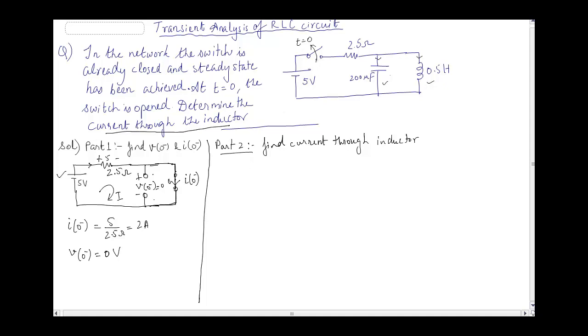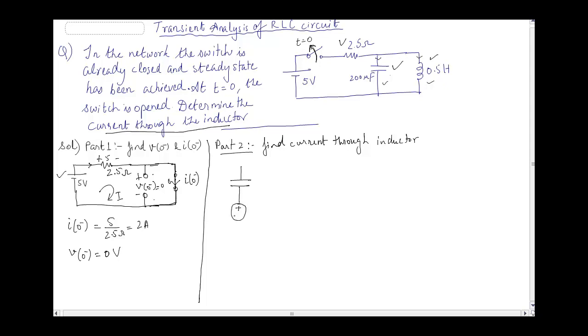When the switch is opened at t equal to 0, this voltage source and this resistance are no longer part of the circuit. The only two components in the circuit are a charged up capacitor and a charged up inductor. So let me draw that. I am going to draw a capacitor and a charged up voltage source.